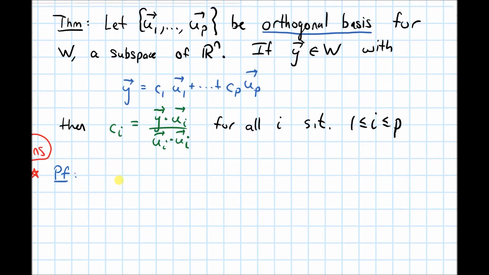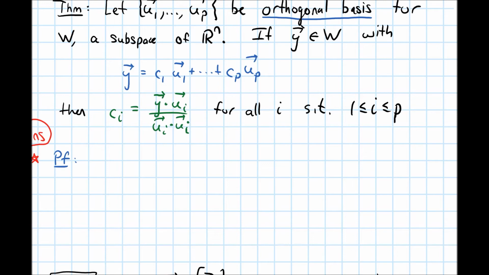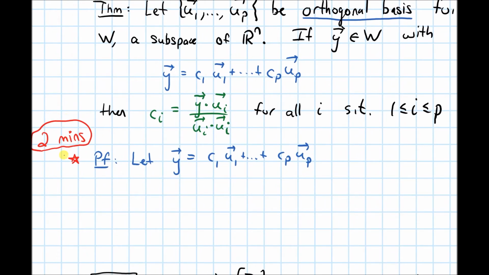Okay, so how do we prove this? Well, the proof is actually really similar to the theorem that we just proved. So I'm going to begin by letting y equal this linear combination that we have, c1 u1 plus dot dot dot plus cp up. And because this proof is going to be really similar to that previous theorem, I'd like to give you all the opportunity to pause the video and try this for a couple of minutes. So pause the video for about 2 minutes and see if you can continue the proof.